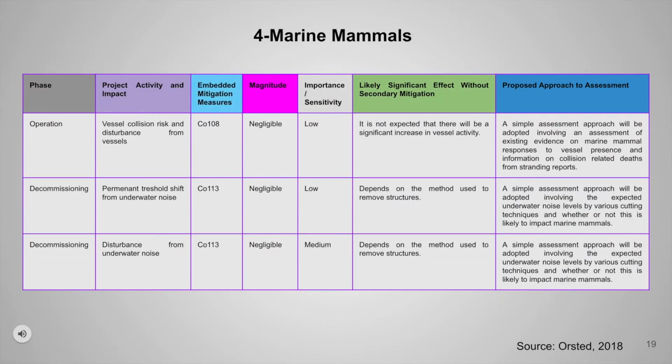In the commissioning phase, the project activity and impact is disturbance from underwater noise. It has negligible magnitude and medium importance. Its likely significant effect depends on the method used to remove structures. Methods such as hot cutting, diamond wire cutting, and abrasive water jet cutting are all expected to have negligible impact due to low noise levels and the temporary nature of the impact.